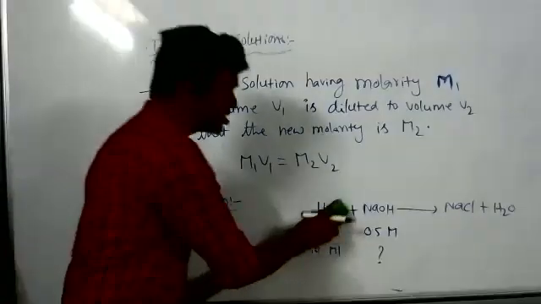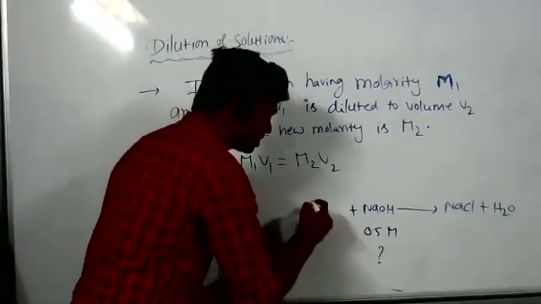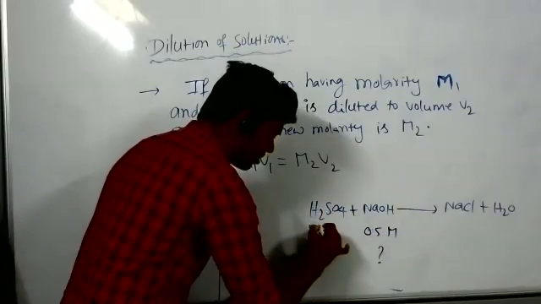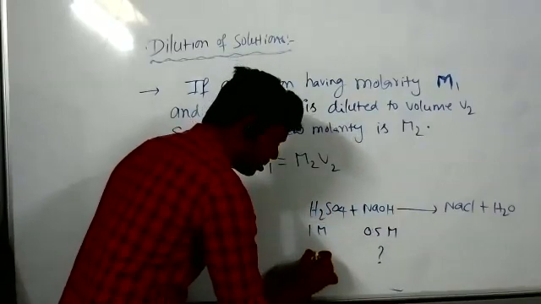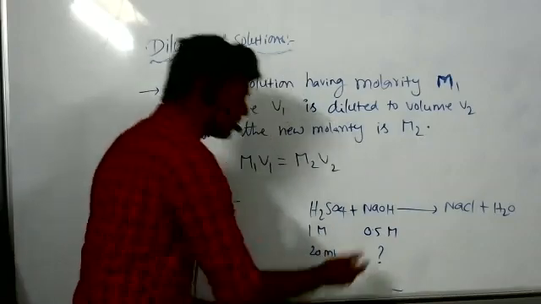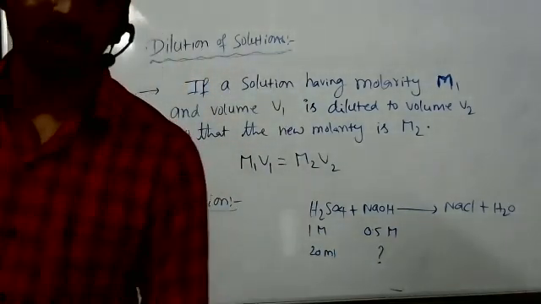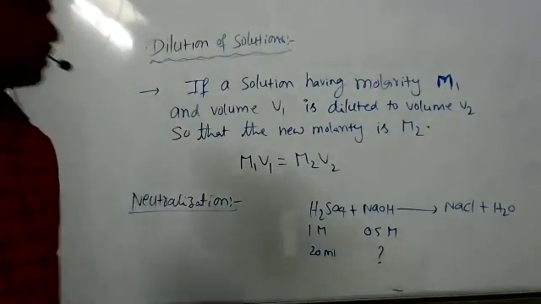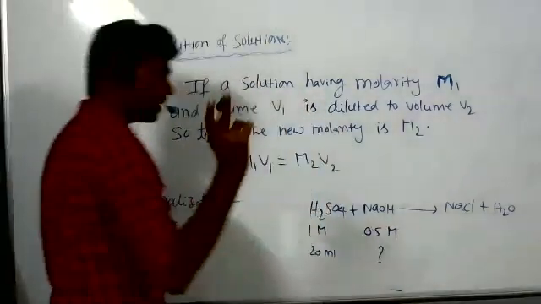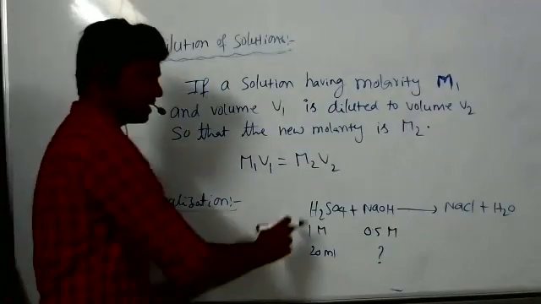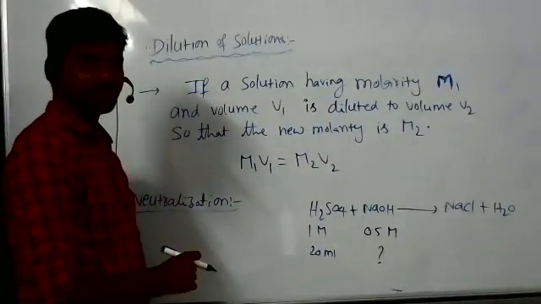Suppose the reaction is with H2SO4, sorry. So this is a 1 M solution, 20 ml I have. So how many ml of NaOH is required to neutralize 1 M H2SO4 solution completely? So 40 ml. First we have to take the balanced equation. This is not a balanced equation, right?